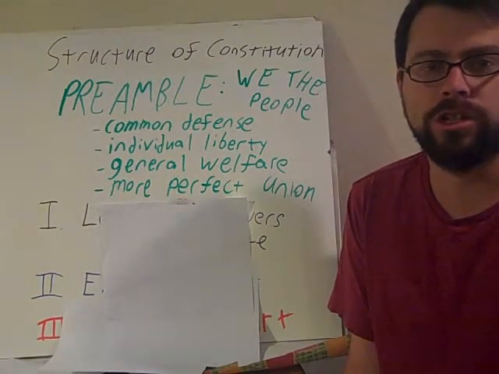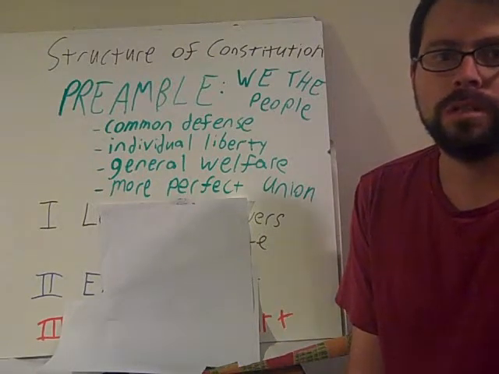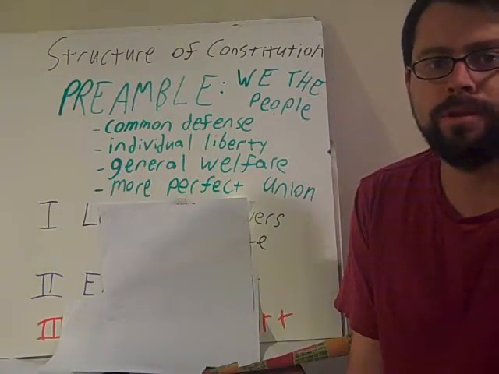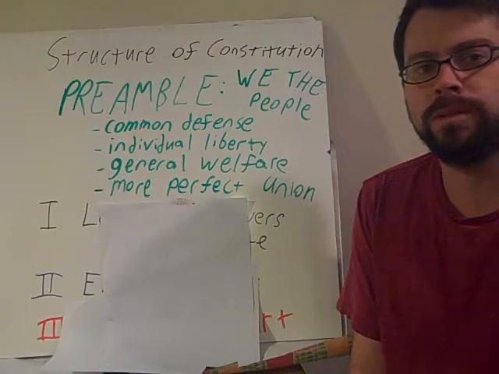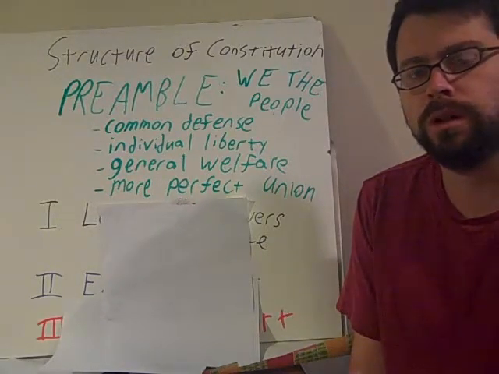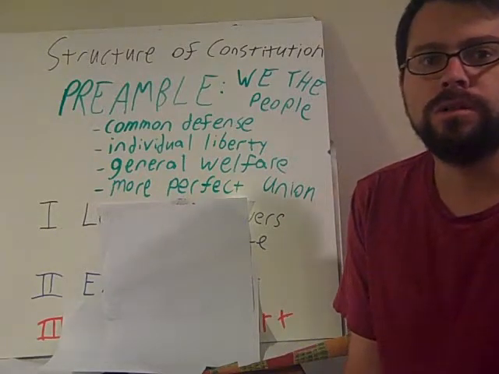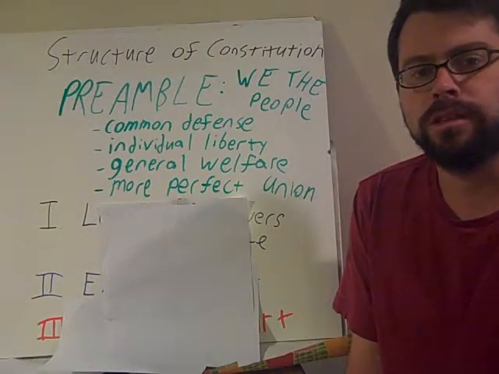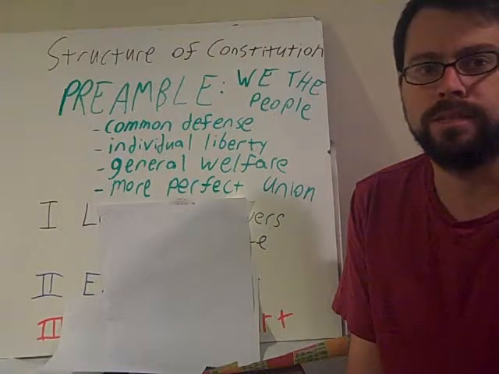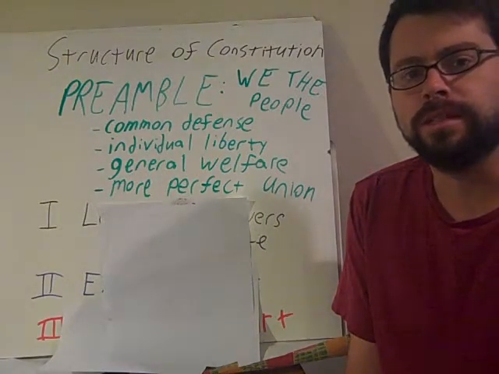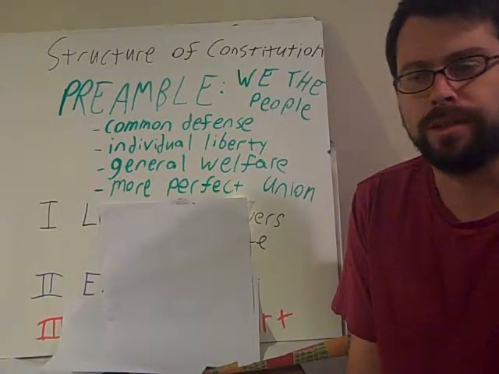What does the document actually look like? What does it say? Well, it starts with the preamble. We, the people of the United States, in order to form a more perfect union, establish domestic tranquility, provide for the common defense, and promote the general welfare, do hereby ordain and establish this Constitution for the United States of America, to secure the blessings of liberty for ourselves and our posterity.